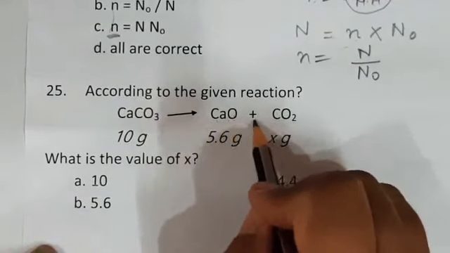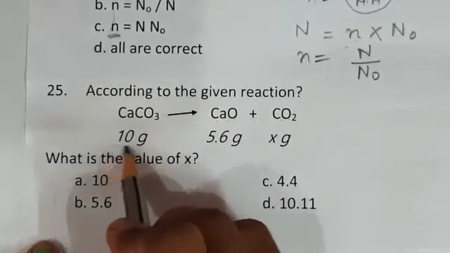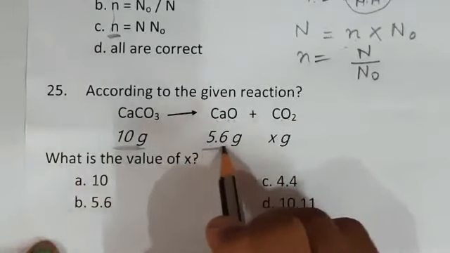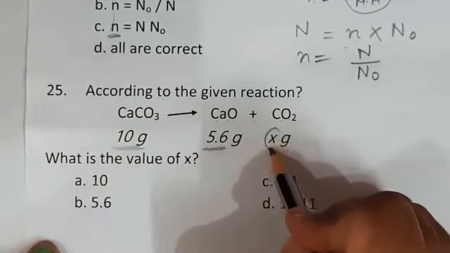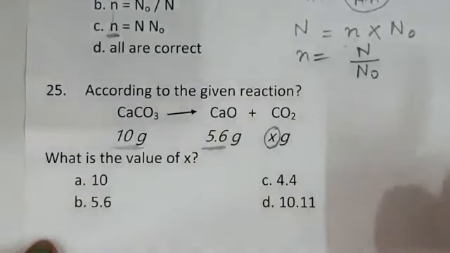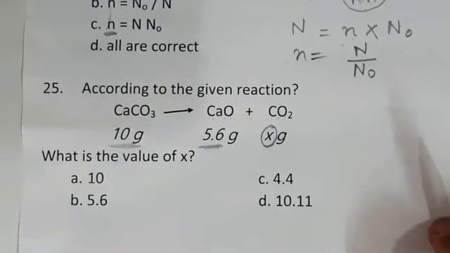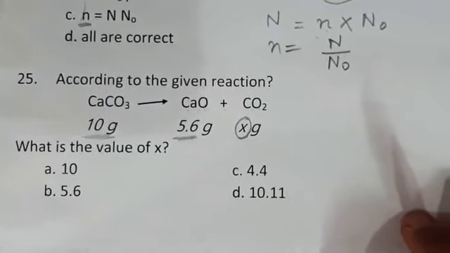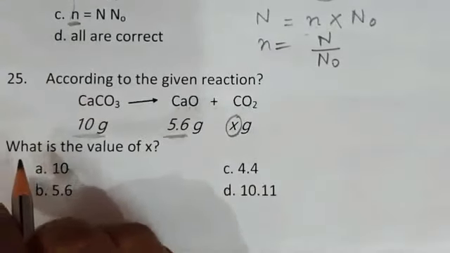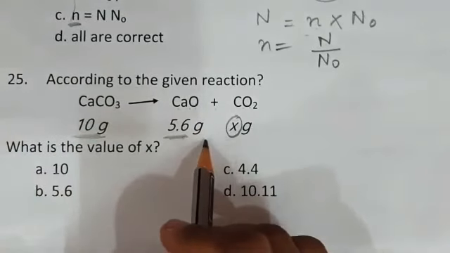25th question. According to the given reaction, calcium carbonate, that is CaCO3, it dissociates, means it breaks down into calcium oxide, that is CaO, plus carbon dioxide, that is CO2. Now mass of the reactant is given, that is 10 gram, and mass of the product is given 5.6 gram and x gram. Now you need to calculate the value of x. So which law you will apply? You will apply law of conservation of mass.